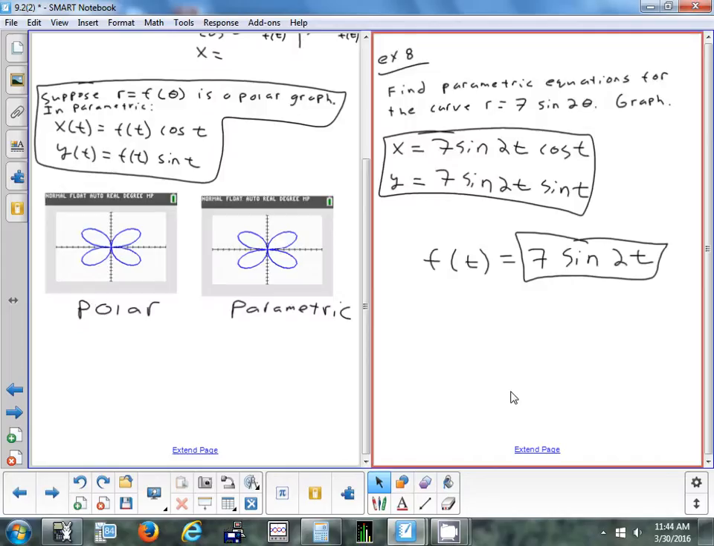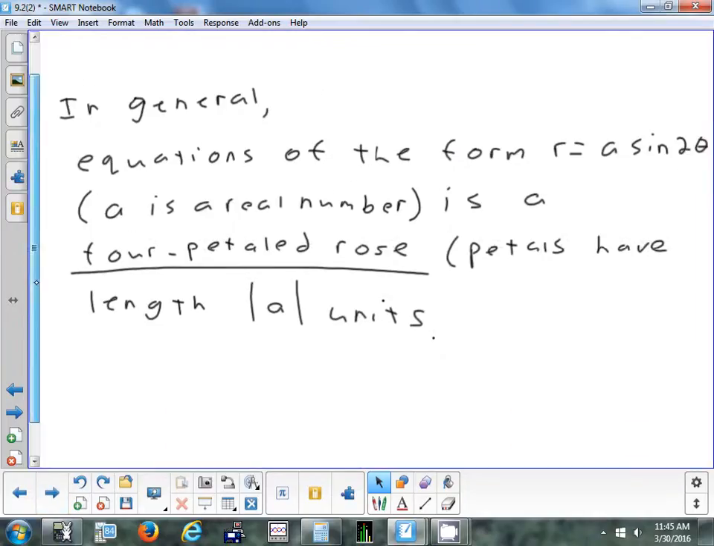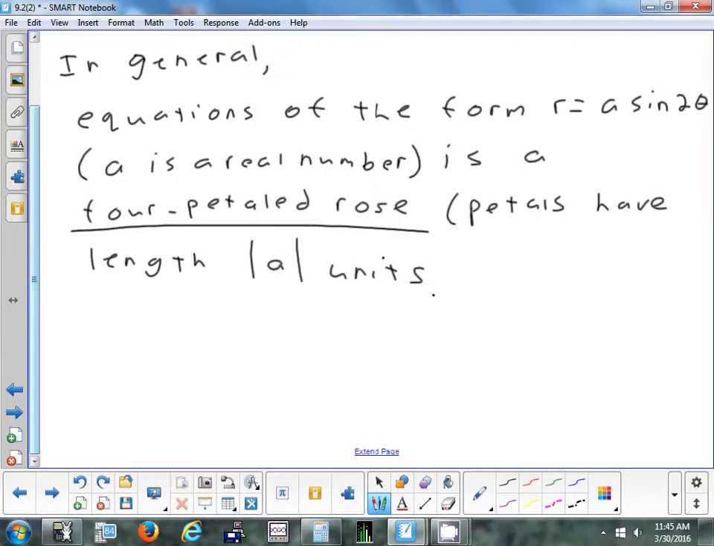Okay, so those graphs that we were looking at, those were what the book calls a 4-petaled rose. As long as you keep your argument at 2, the absolute value of the number in front is the length of the petal. So what I might do on a test is give you an equation and ask how long the petals are. You just take the absolute value of the number in front.